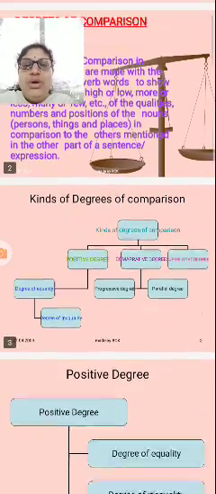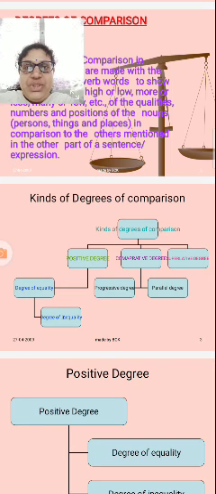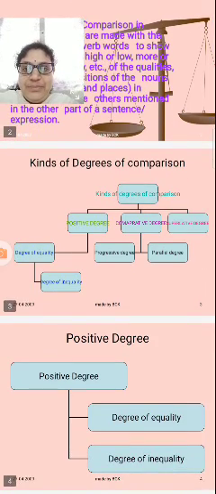And so, kinds of degrees of comparison. The kinds of degrees of comparison are the positive degree, the comparative degree and the superlative degree. There are three types of degrees of comparison: superlative degree, comparative degree and positive degree. Now, what is a positive degree?